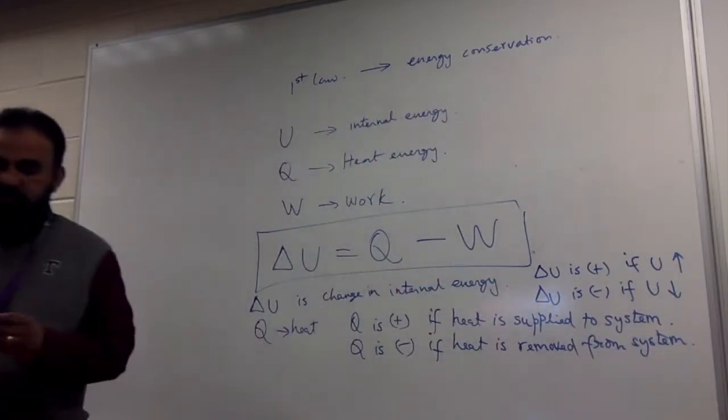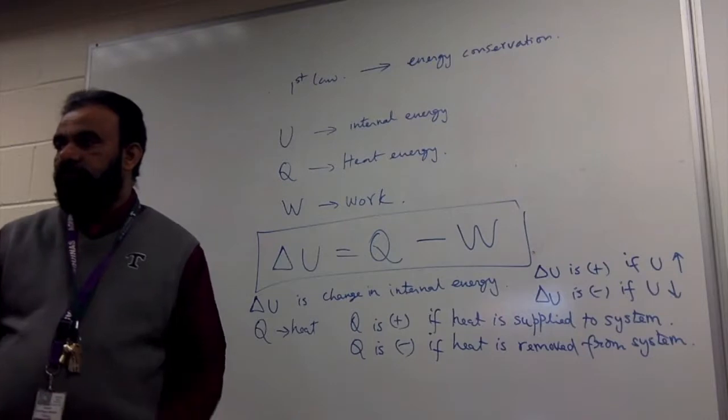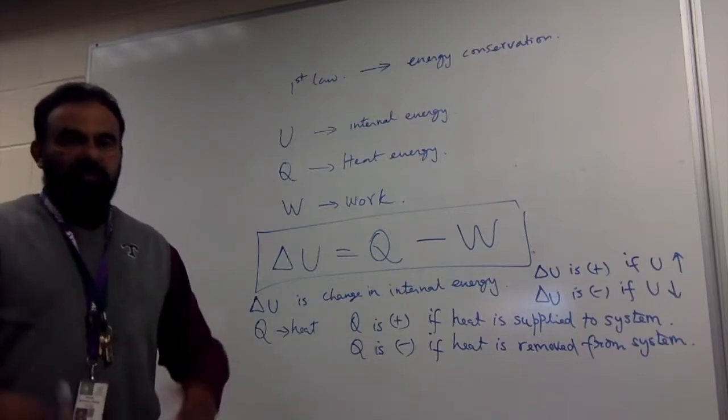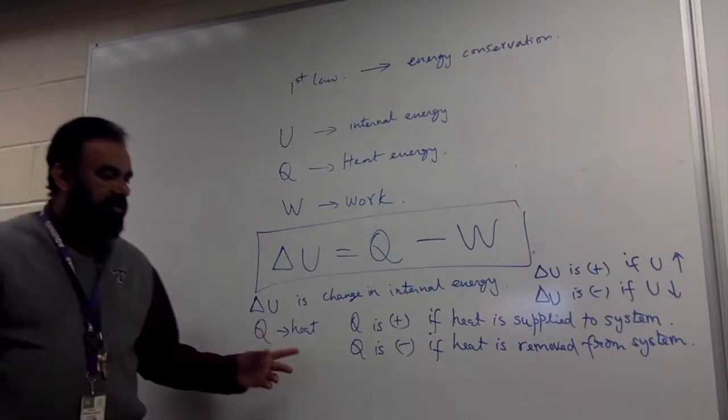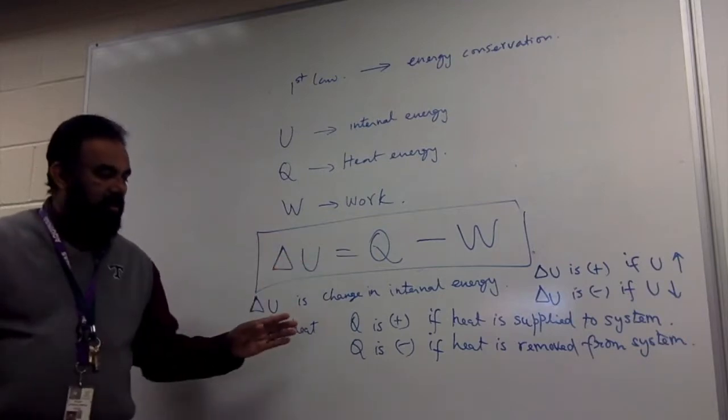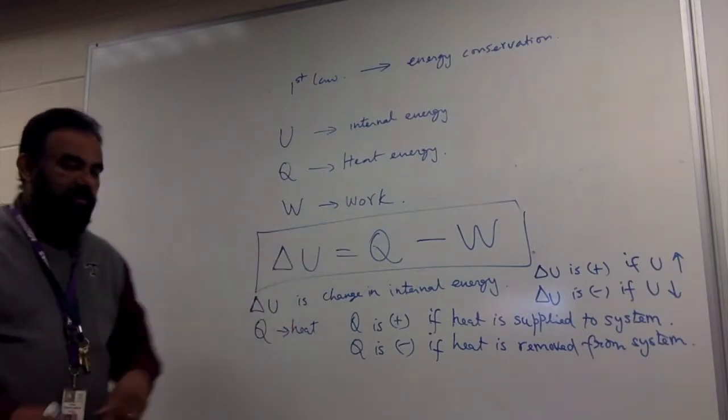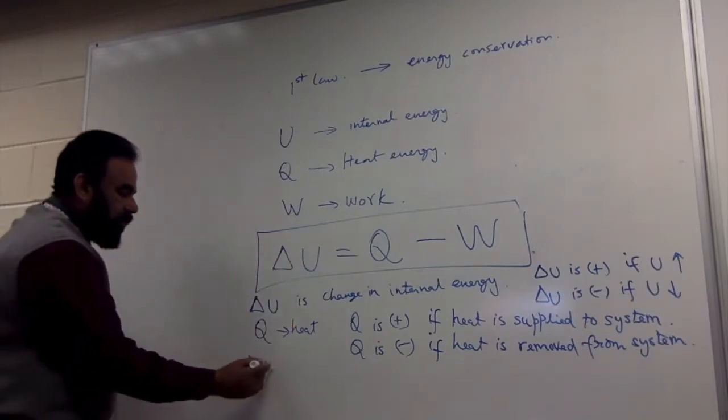Now what I'm calling a system could be anything. This table is a system. Okay, it can be anything. Q is positive when heat is supplied to the system. Q is negative if heat is removed from the system. W is work.